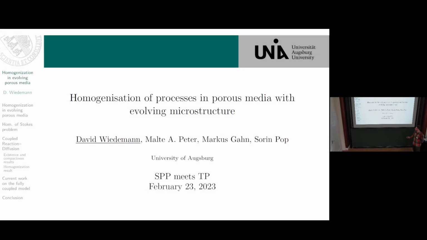Exercises that I can present here parts of my work. First, a short warning: it's more in the setting of PDEs, but I think the ideas there can be very interesting for calculus of variations as well. And the work here is done together with my PhD supervisor, Malte Peter, and with Markus Gahn and Soren Popp.